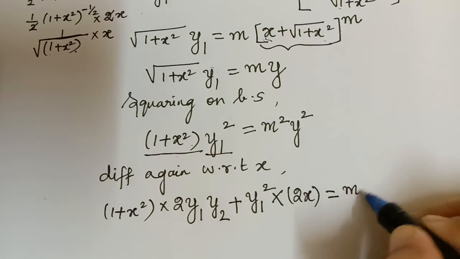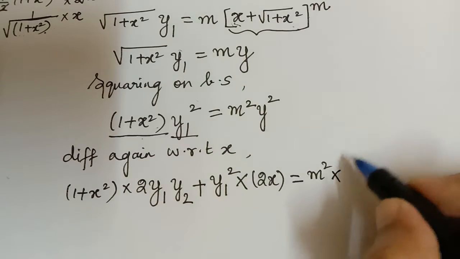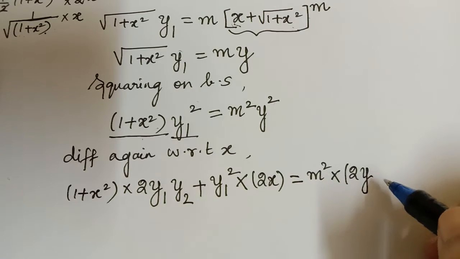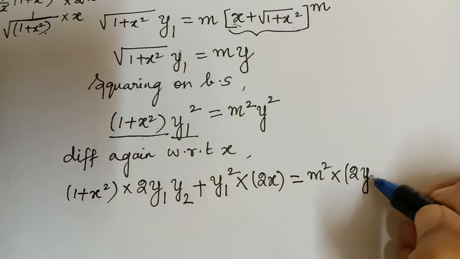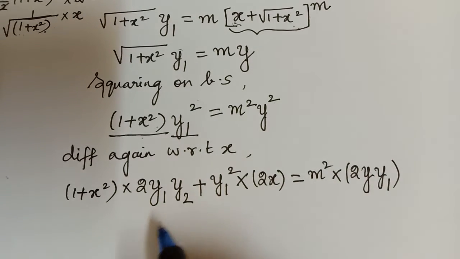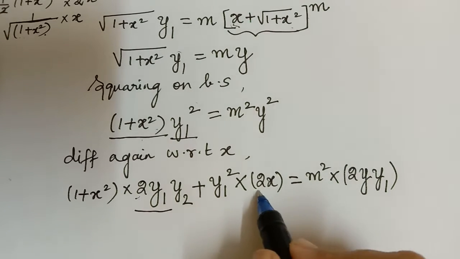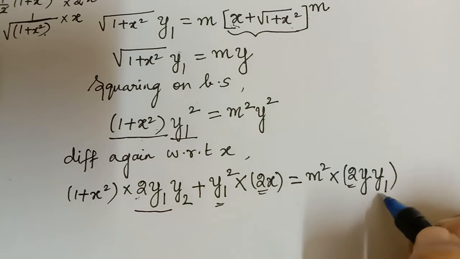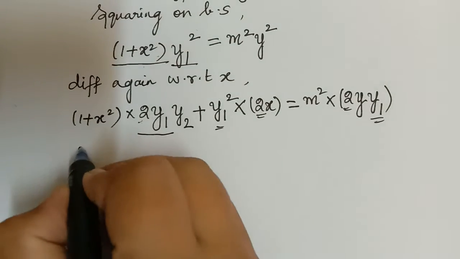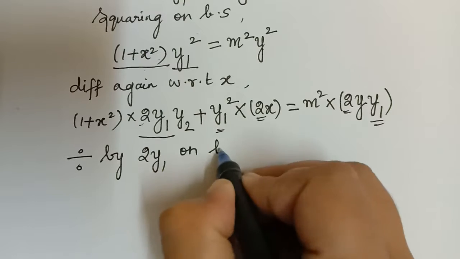On the right, m squared is a constant multiplied with the differentiation of y squared. The differentiation of y squared is 2y, and then again we use the chain rule and differentiate y, whose differentiation is y1. Now we can see that the term 2y1 is common in all the three terms. So we shall divide by 2y1 on both the sides.